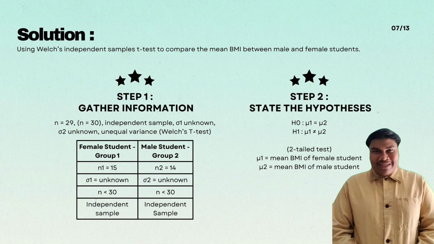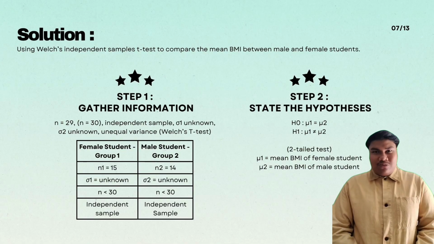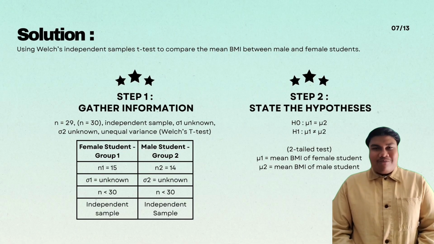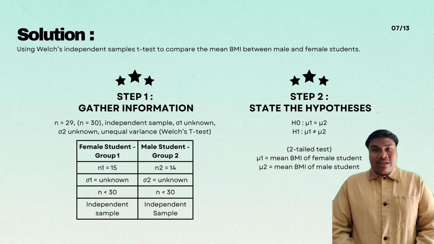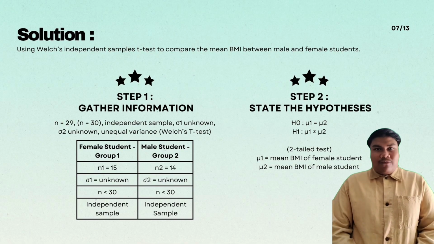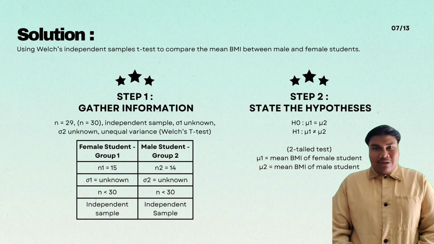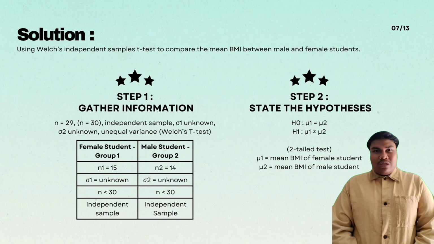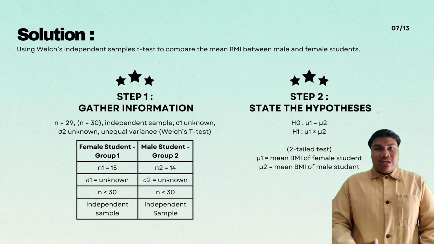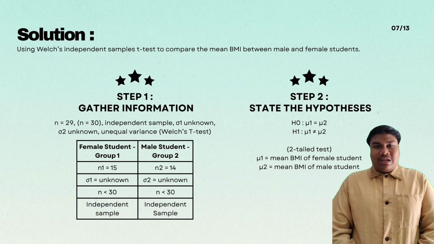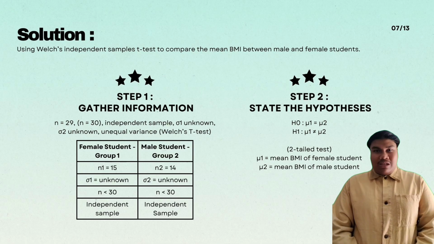Next, we state the hypothesis. The null hypothesis, H0, states that the mean BMI of female students is equal to the mean BMI of male students. Meanwhile, the alternative hypothesis, H1, states that the mean BMI of female students is not equal to the mean BMI of male students. This is a two-tail test because we are testing whether there is any difference between the two means, where mean 1 is the BMI of female students and mean 2 is the BMI of male students.